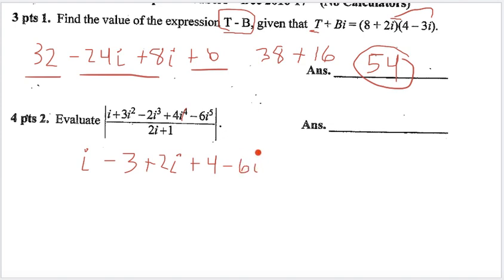All right, minus 6i. That's in the numerator. Let me simplify it. I have i plus 2i is 3i. 3i minus 6i is negative 3i. And for real parts, I have negative 3 plus 4, which is a positive 1. Now that's divided by 2i plus 1, and that is not a proper denominator. I need to multiply by the complex conjugate.